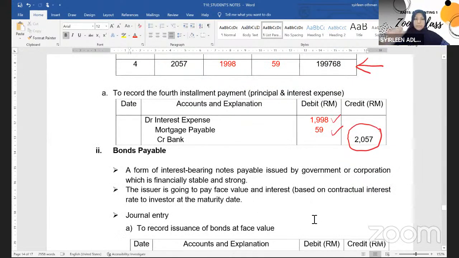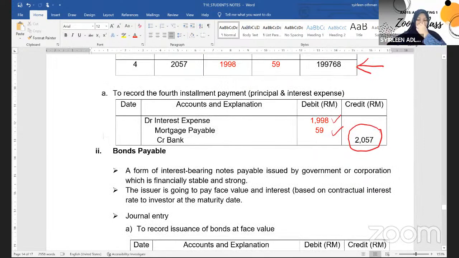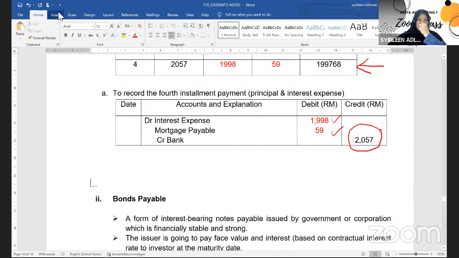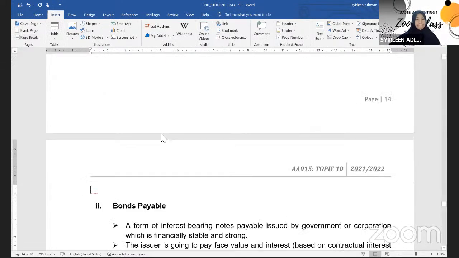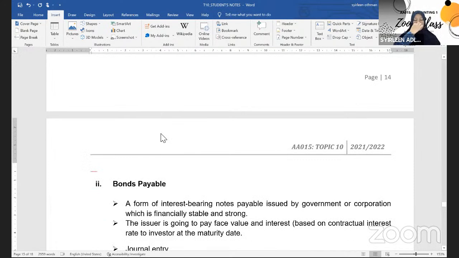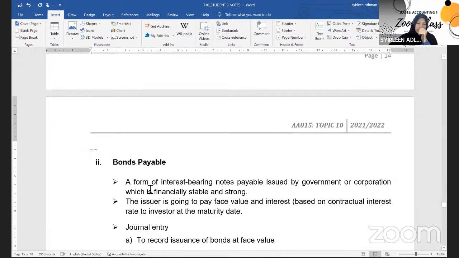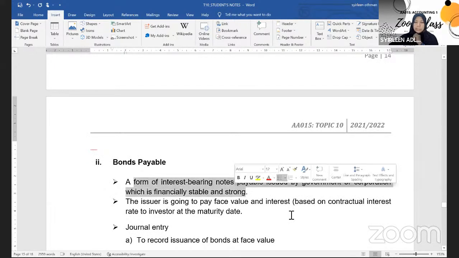kita akan pergi ke bonds payable. Okay, another type of non-current liability. Okay, so bond payable, kalau you nampak saja perkataan payable tu, kita tahulah it's actually your liability sebab you're supposed to pay for it. Okay, so bond ni is actually a form of interest bearing notes payable. Okay, so dia pun sebenarnya sejenis liability lah, sejenis pinjaman.